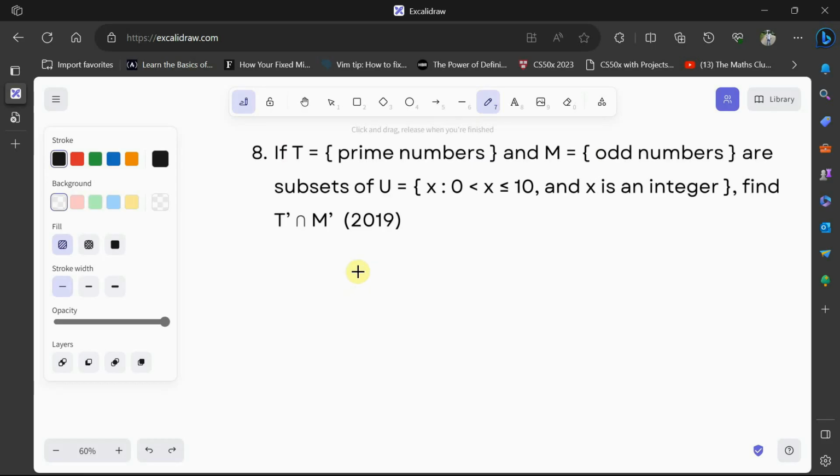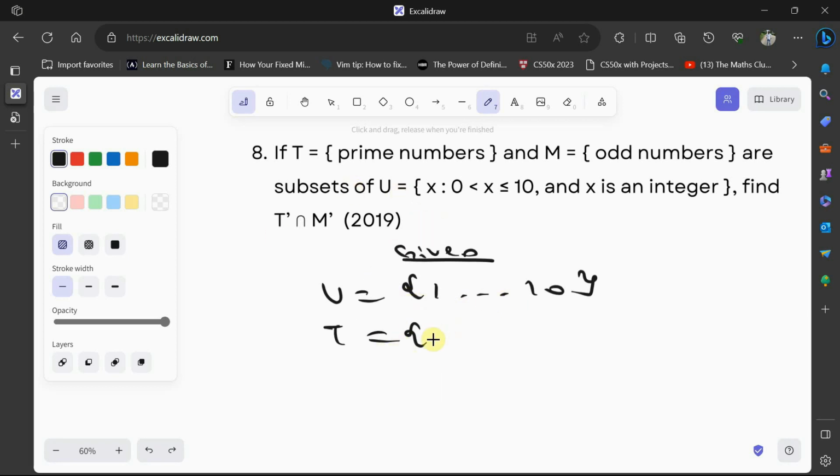Let's start with universal sets, because that will give us the boundary of our T and our M. Our given is that U should be between 1 and 10. I've explained why. So this is 1 up to 10. And then our T is a set of prime numbers, and it should be between 1 and 10 because it's a subset of the universal set.